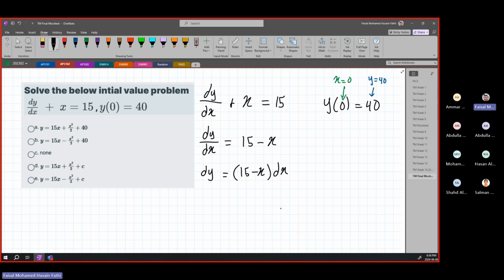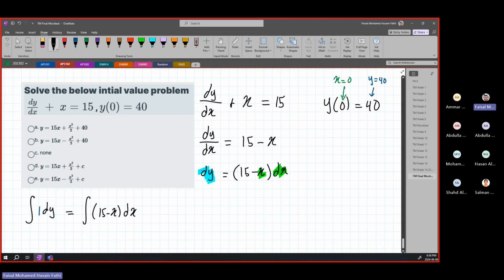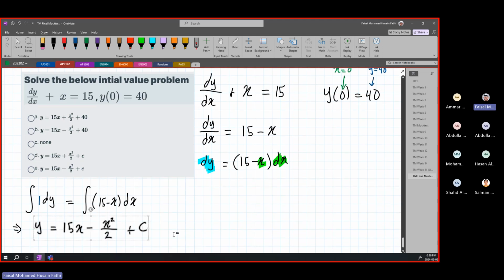Now, the x's are all together, so the x over here is with dx over here. And our dy is by itself on the left with y, but we don't have any y's. So now we can integrate. We integrate dy, which is, again, a reminder, 1 dy. It's the same thing. And the integration of 15 minus x dx will give us y is equal to 15x minus x squared over 2 plus c. And this is already y on the left side, so this is our final answer.